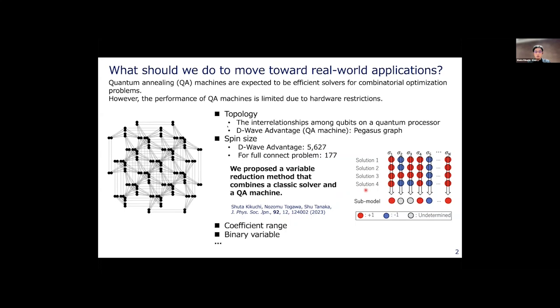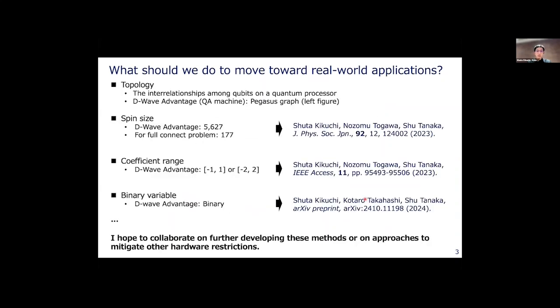First, the classical solver generates multiple candidate solutions. Then, by fixing the persistent variables among these solutions, the problem size is reduced. And finally, the reduced problem is solved using the QA machine. This method has demonstrated better performance compared to using the D-Wave Advantage or a classical solver alone.